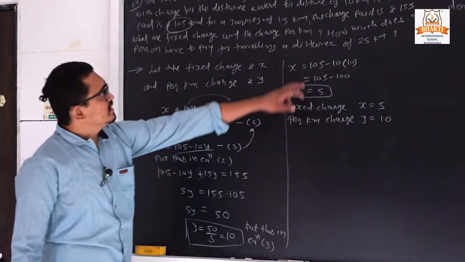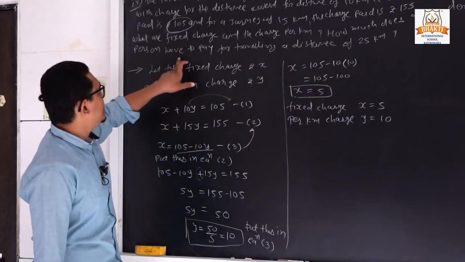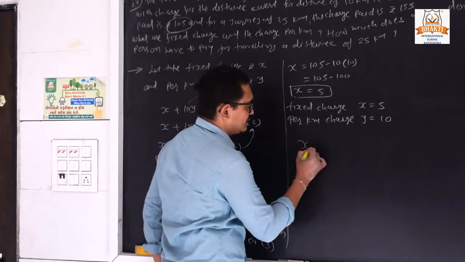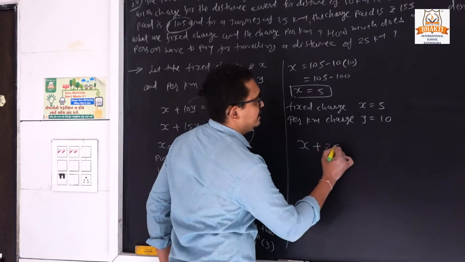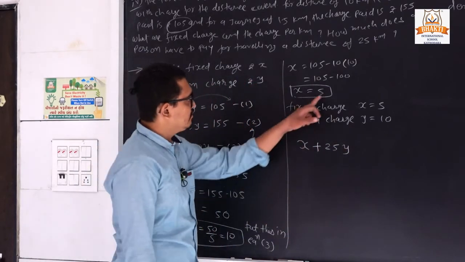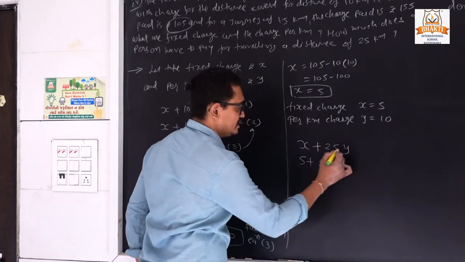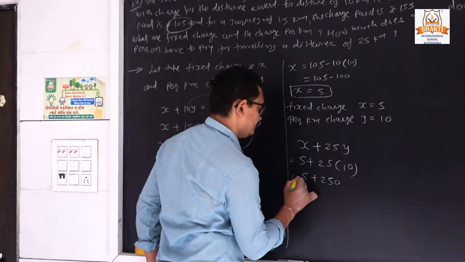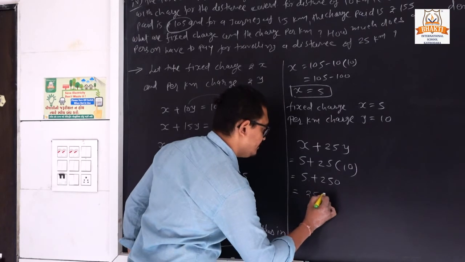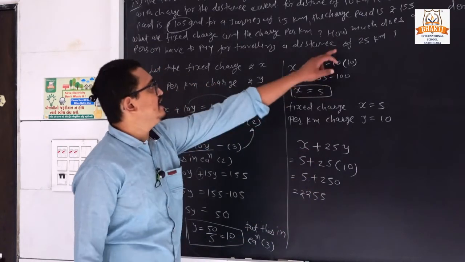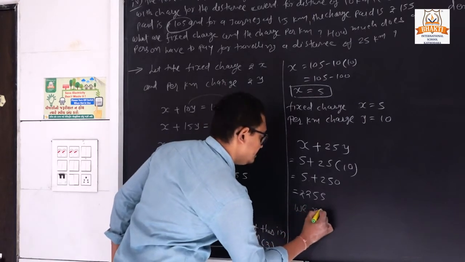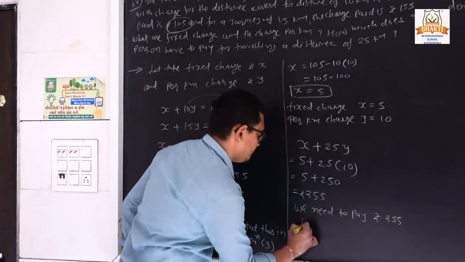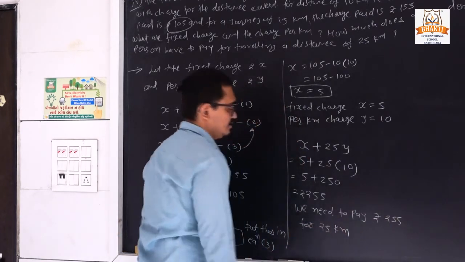Now next, how much does a person have to pay for traveling 25 kilometers? So for 25 we can make the equation: fixed charge plus 25 kilometers. Now what is the value of x? It is 5. And what is the value of y? It is 10. So it is 250. So it is 255. So how many rupees need to be paid for 25 kilometers? We need to pay rupees 255 for 25 kilometers.